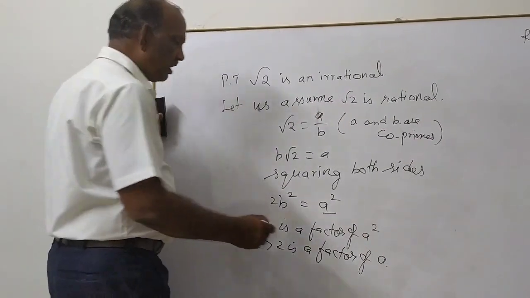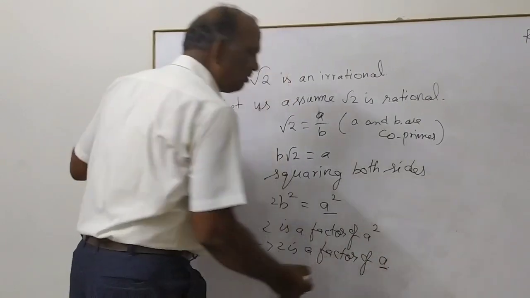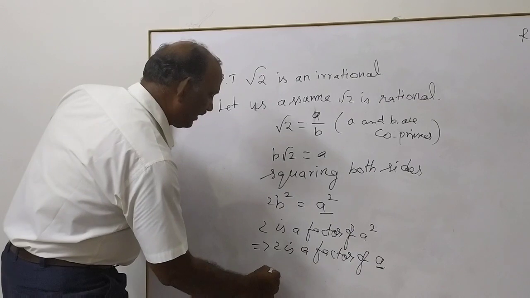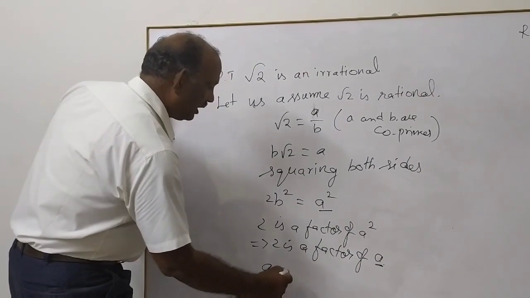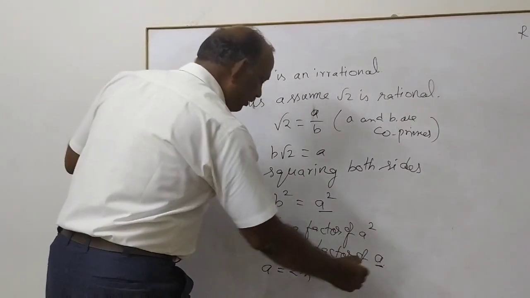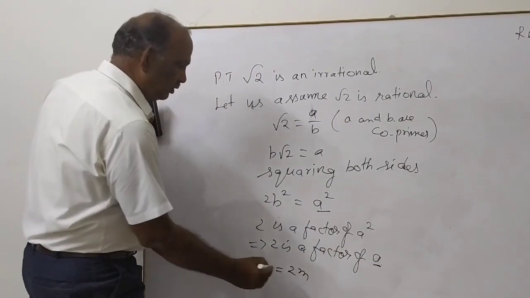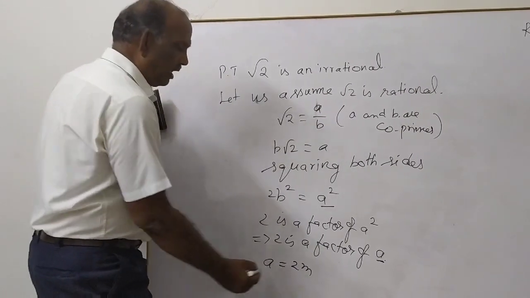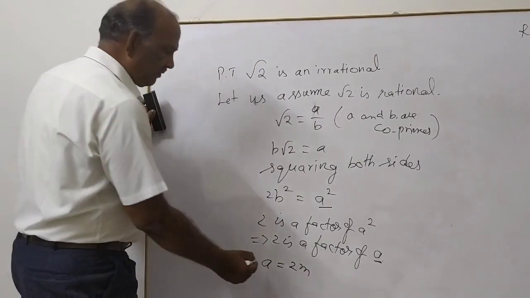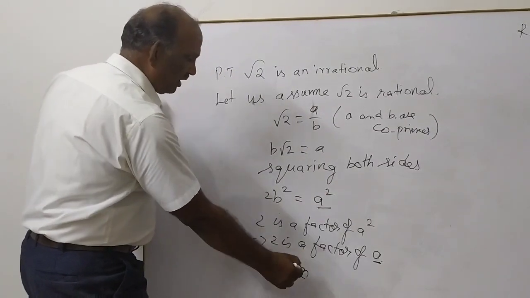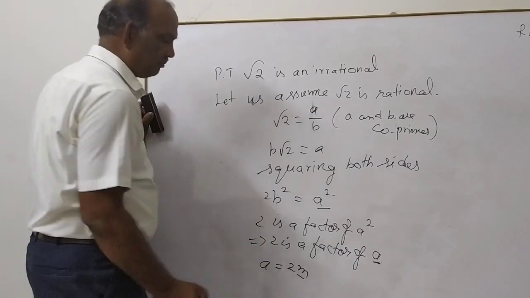Now, next, a factor of a we can write like this: we can take a equal to 2m. Why do we take a equal to 2m? 2 is a factor of a, and multiples of 2 are also factors of a. Any integer, maybe 1 only. So a equals 2m.